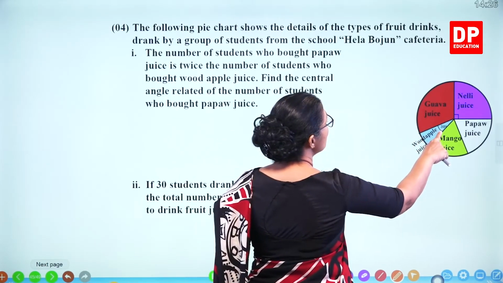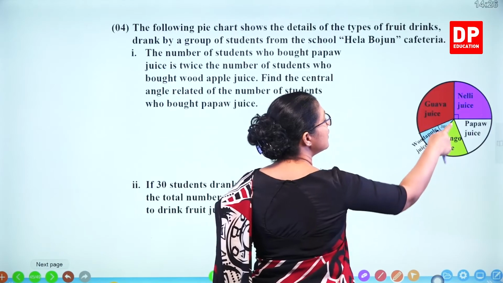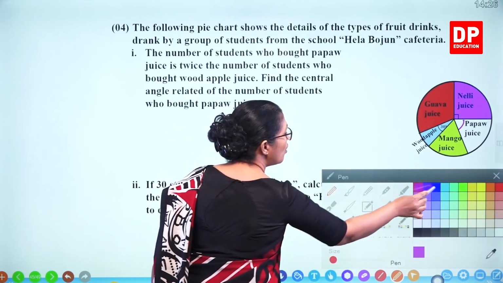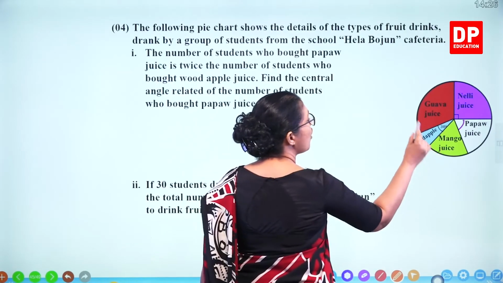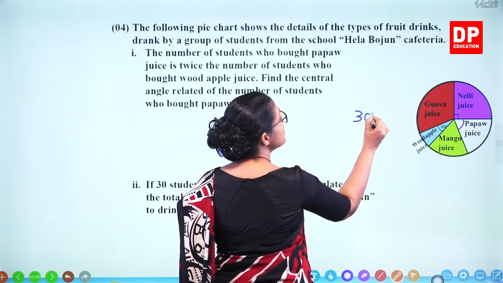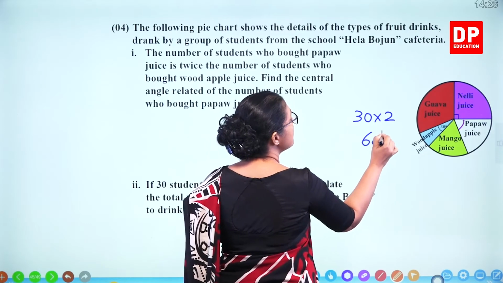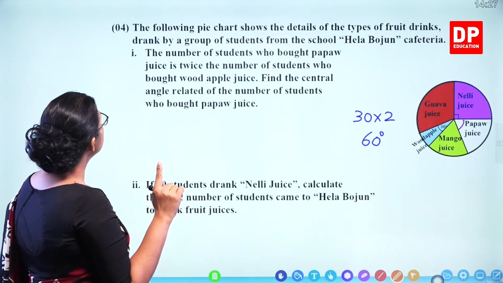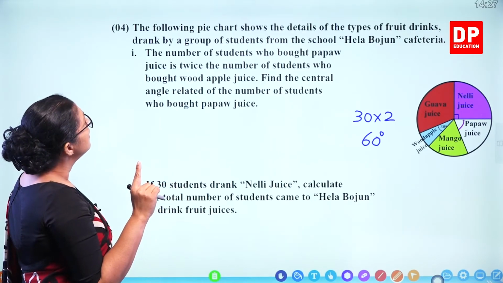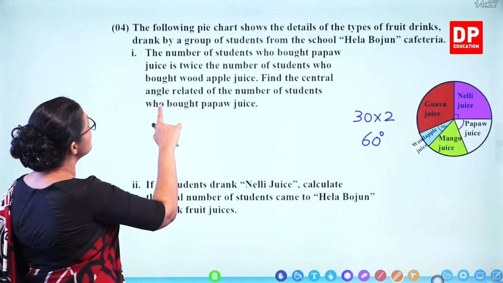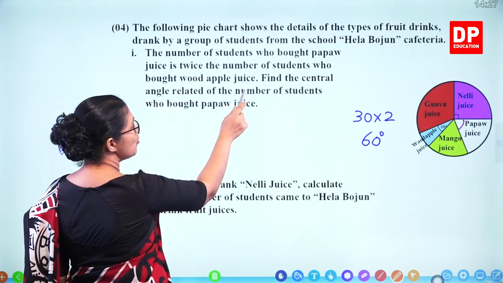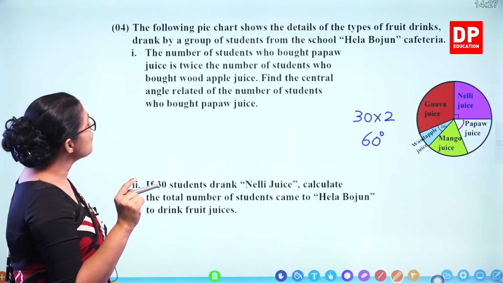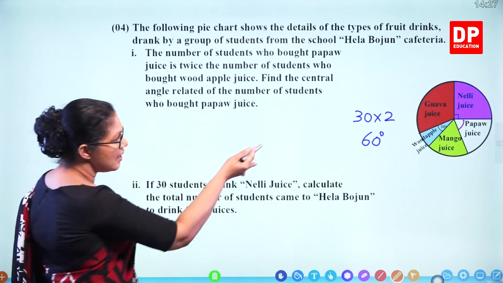This is 30. So papaw means double. So what is the angle here? 30 into 2. So because this is twice, so 30 times 2, that's 60 degrees. What they ask. And then it says, who bought apple juice is twice the number of students who bought wood apple juice. Find the central angle related to the number of students who bought papaw juice. So that's the answer you need.